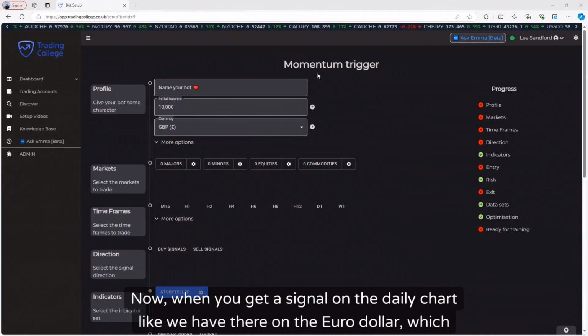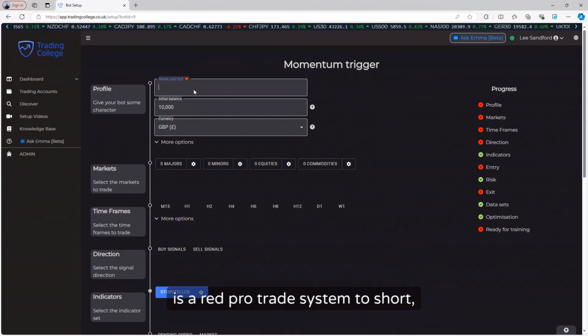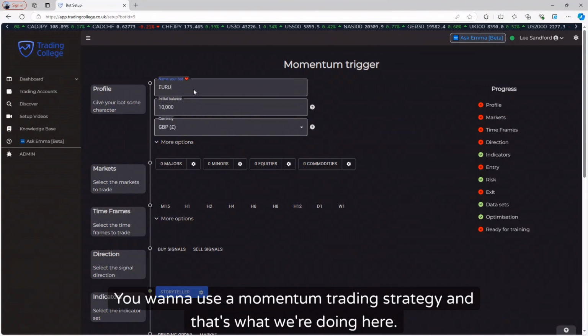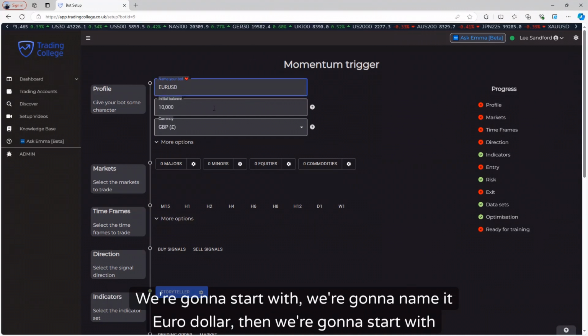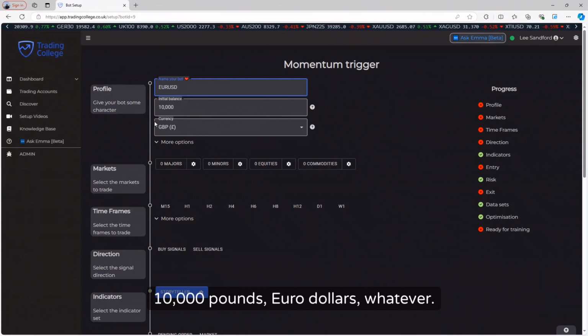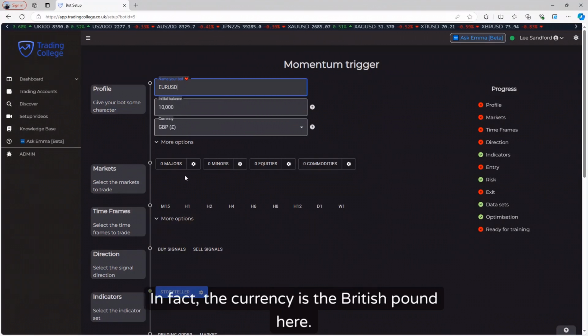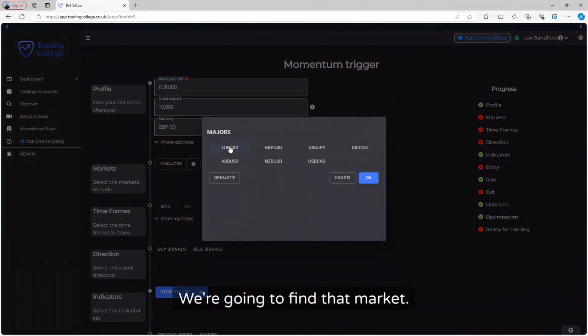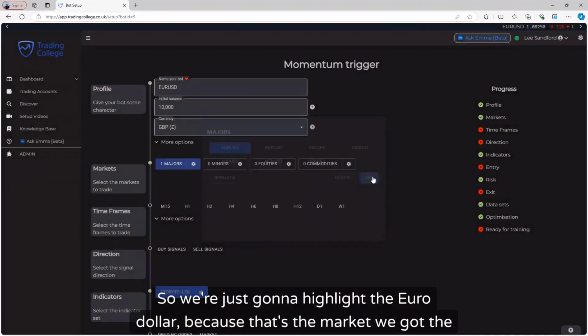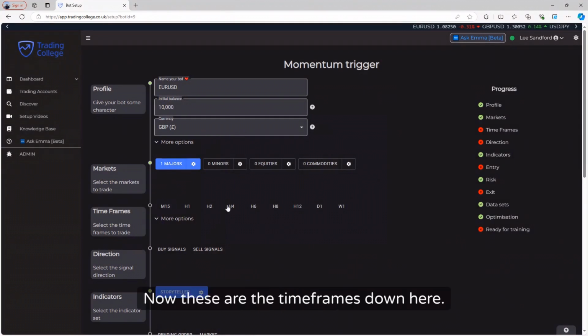Now, when you get a signal on the daily chart like we have there on the euro dollar, which is a red pro trade system to short, you want to use a momentum trading strategy, and that's what we're doing here. We're going to name it euro dollar, then we're going to start with 10,000 pounds, euro dollars, whatever. In fact, the currency is the British pound here. We're going to find that market, so we're just going to highlight the euro dollar because that's the market we got the signal. Now these are the time frames down here.